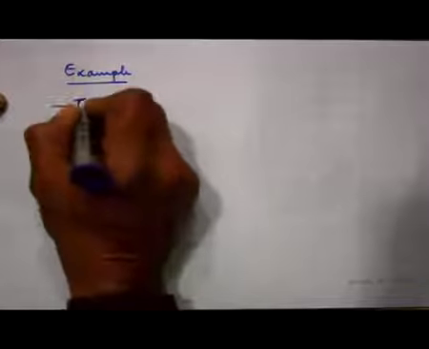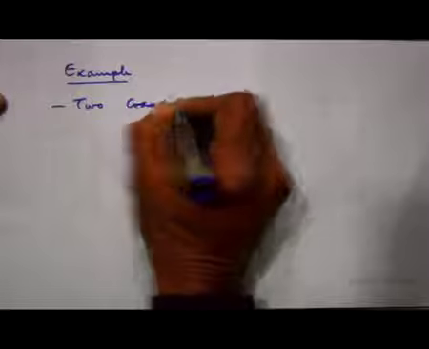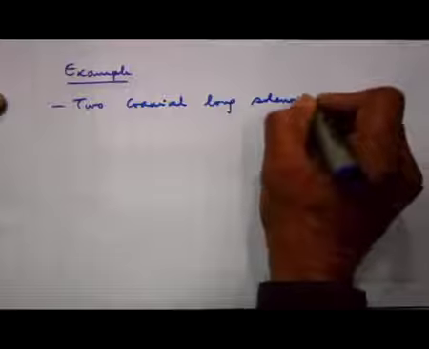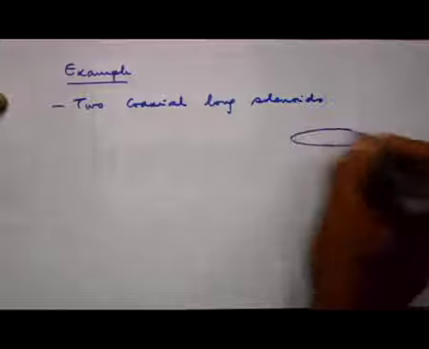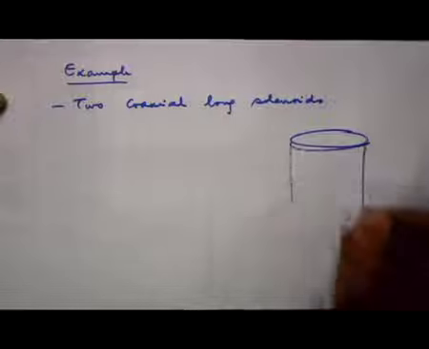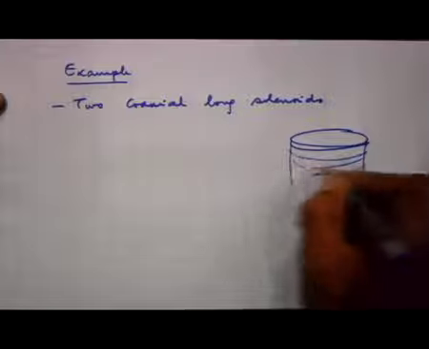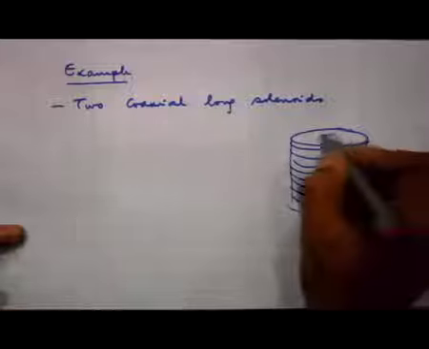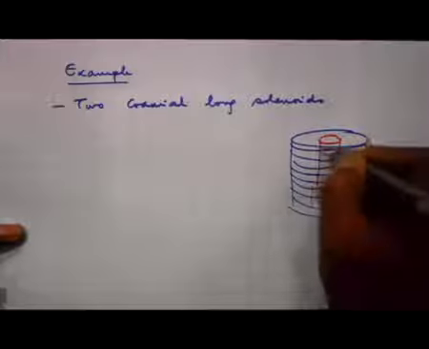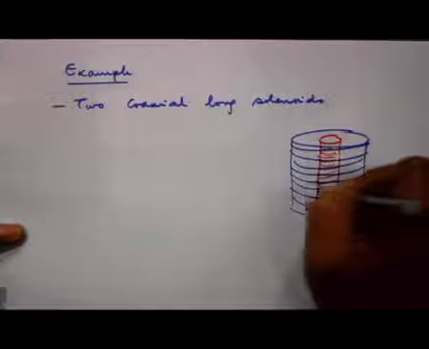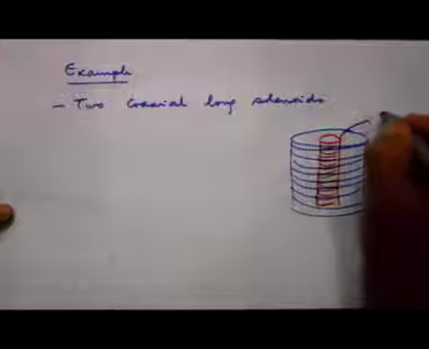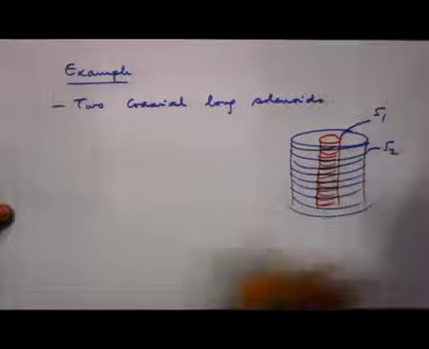To understand mutual inductance, let me look at an example of two coaxial long solenoids. I have one big solenoid like this with the coil, and I have another solenoid inside with another coil here. Let me call this solenoid S1, and this solenoid S2.